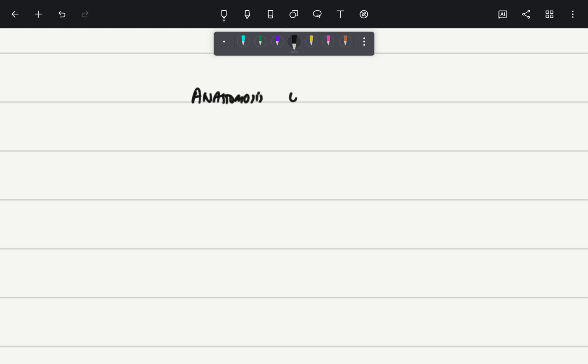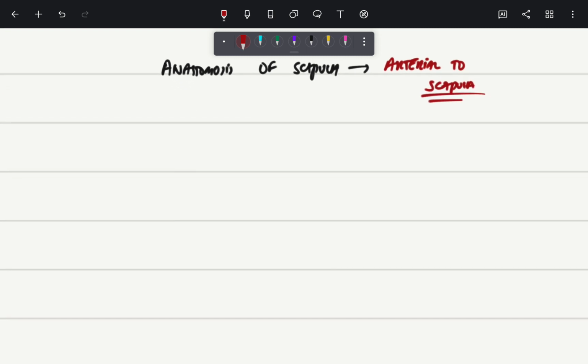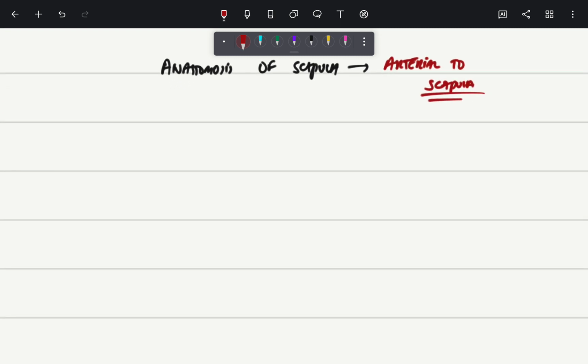Today we are going to talk about the anastomosis of scapula. In order to understand this, we have to understand the arterial supply to scapula. So the arterial supply to the scapula is mainly the subclavian artery.